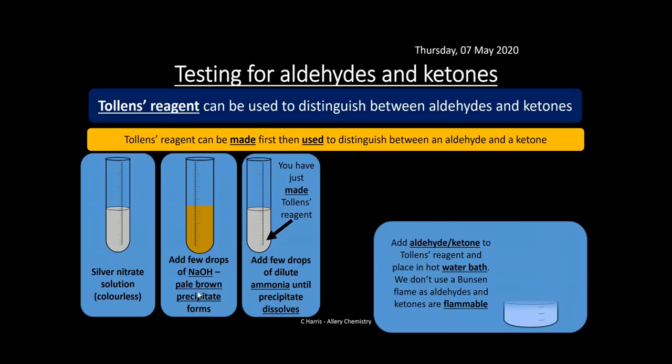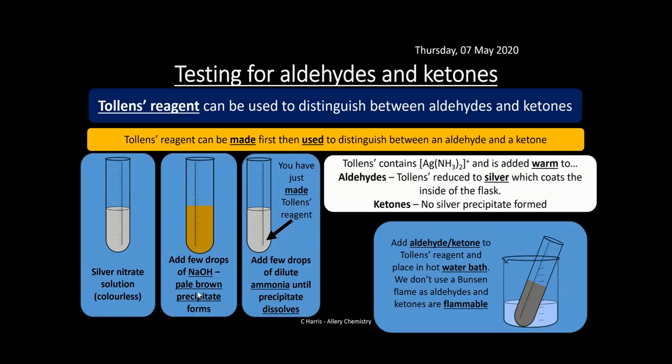We then add that Tollens' reagent to our sample. Now that could be an aldehyde or it could be a ketone, it depends on what it is. We add the aldehyde or ketone to the Tollens' reagent and put it into a water bath. We don't use a Bunsen burner because the aldehyde or ketone is flammable, and if we use a naked flame on that, then we could have a fire risk. So we always use a hot water bath to get that going.